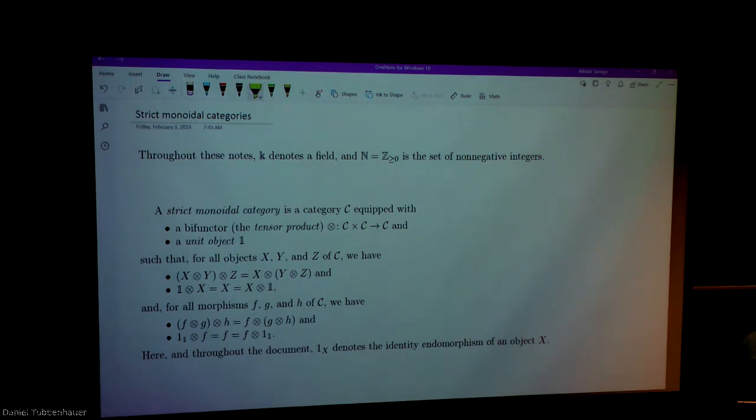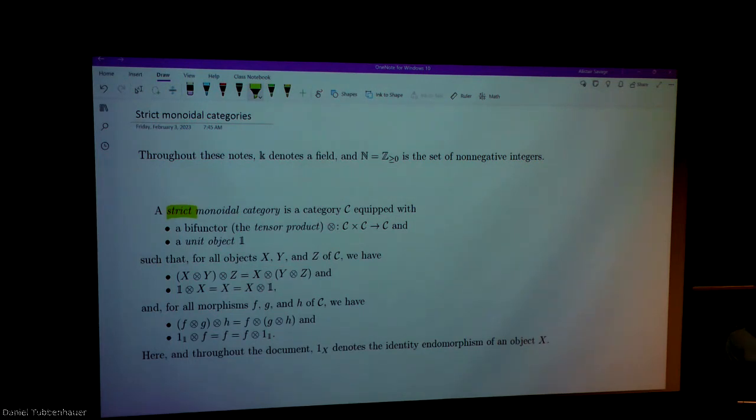So probably everybody has seen monoidal categories in some sense, even if you haven't seen the abstract definition of a monoidal category, everyone's seen tensor products. Basically, anytime you're working in some setting where you've got tensor products, you're probably working in a monoidal category. Okay, so let's make this a little bit formal. So a strict monoidal category.